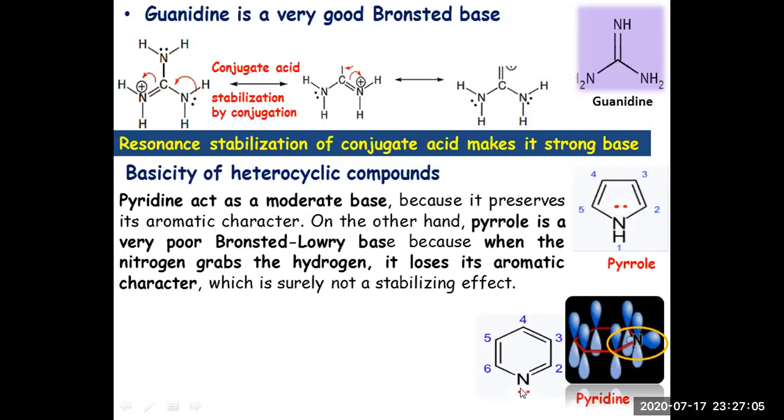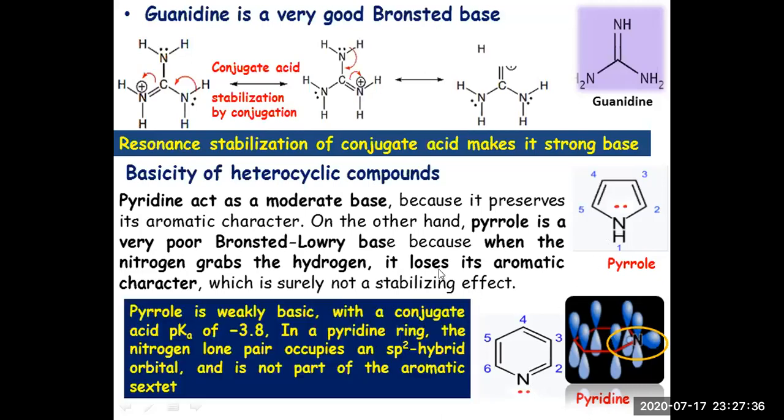Now pyridine also has a lone pair of electrons, but it already has 6 pi electrons in its ring. Here we had only 4 pi electrons. So to have aromatic character, it requires 6 pi electrons. Therefore, this lone pair is in conjugation, so it is pulled into the ring. But here, this lone pair is outside the ring. It is not involved in conjugation. Therefore, pyridine can easily donate its lone pair of electrons, and therefore pyridine is more basic as compared to pyrrole.